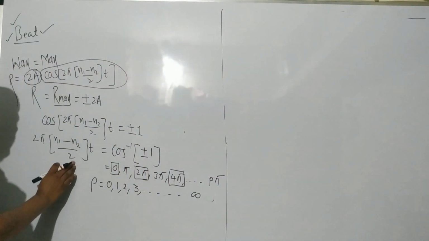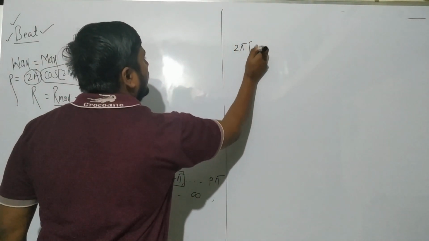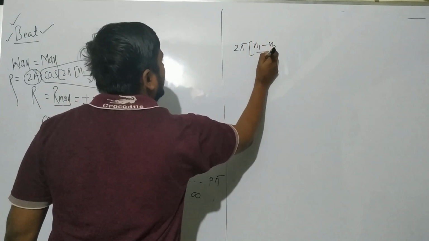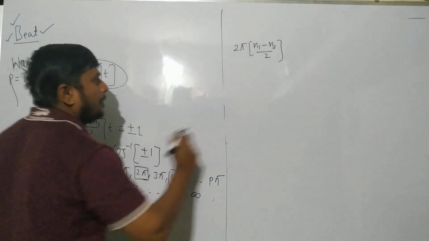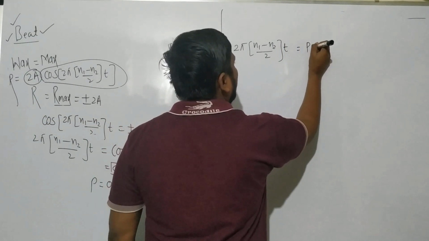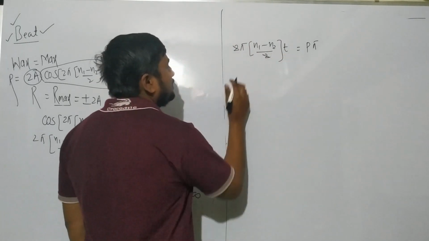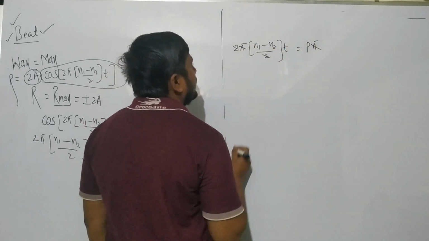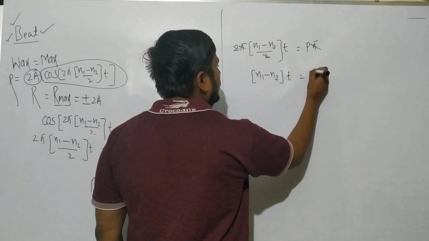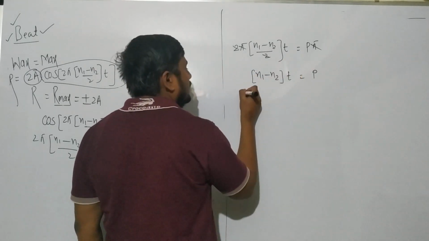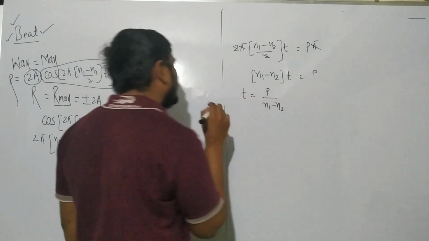So let's find out the general equation for this particular angle. That is equal to 2 pi (n1 minus n2) divided by 2 into t will be equal to p pi. Take the 2 pi and everything to that side, you will get, okay, this 2 you can cancel. This pi and this pi will also get cancelled. What will remain over there? That is (n1 minus n2) into small t will be equal to p. So take n1 minus n2 to that particular side. So t will be equal to p divided by (n1 minus n2), right?